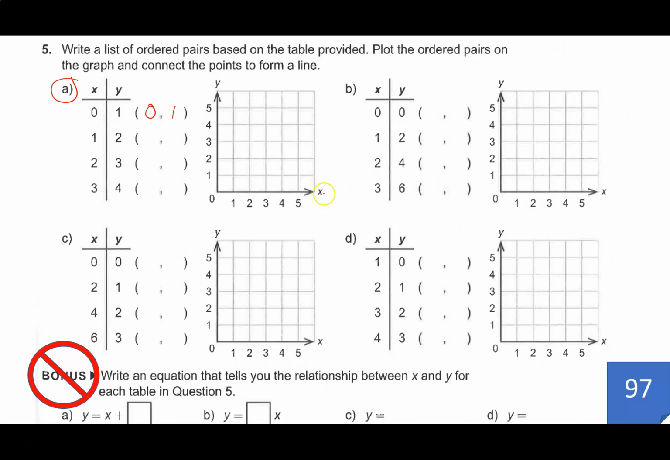Sometimes it gets a little tricky when an x or y coordinate is 0, but x equals 0 and y equals 0 is right at the origin right there. So that's where x is equal to 0, but y is equal to 1. So I actually shouldn't have put a point there, just right there. When x equals 1, y equals 2. So (1, 2). X equals 2, y equals 3. X equals 3 and y equals 4. Now, when you connect these points, please use a ruler, just like that. Please do B, C, and D on your own.